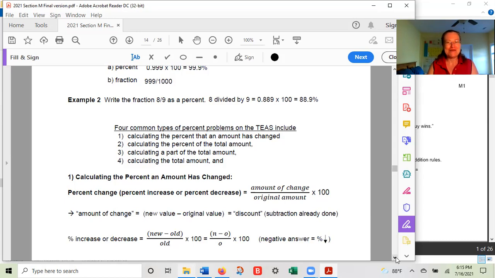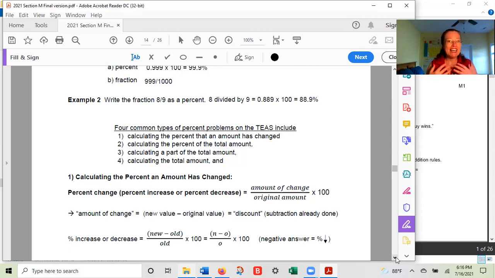Yeah. Number 1, calculating the percent an amount has changed. This is known as the percent change, or percent increase, or percent decrease. And the bottom line, what we're looking at is the amount something has changed divided by the original amount. And then because it's a percent for the answer, we take that and multiply by 100.